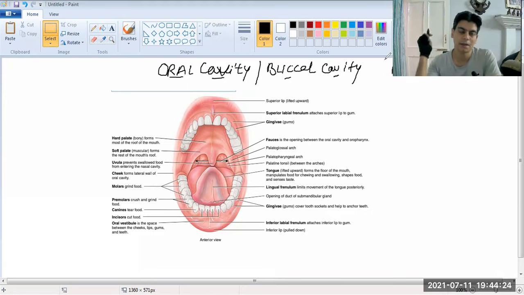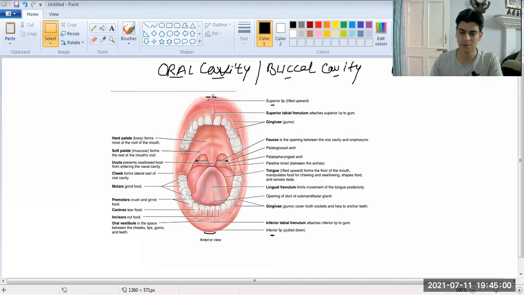The elementary canal has two openings: the anterior opening, which is your mouth, and then it opens out posteriorly at the anus. As you can see in the diagram, the mouth is guarded by two soft movable lips. The upper lip is your superior lip and the lower lip is your inferior lip.